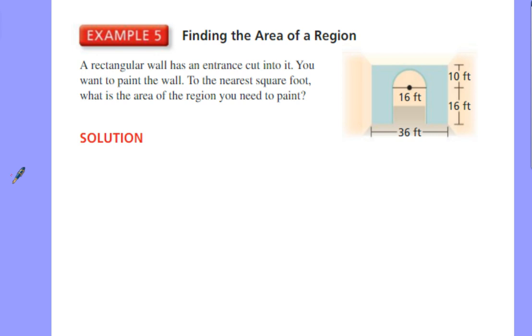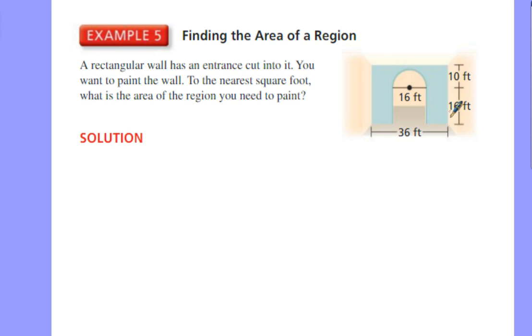All right, ladies and gentlemen, in our video here, we are going to continue our discussion on area of a circle, but we're going to take it to our next success criteria, which focused on using it in some more real-world application. And we're going to do it with a concept kind of thought of as finding the area of a specific region. It says a rectangular wall unit has an entrance cut into it, as we can see right here. You want to paint the wall to the nearest square foot. What is the area of the region that you need to paint?